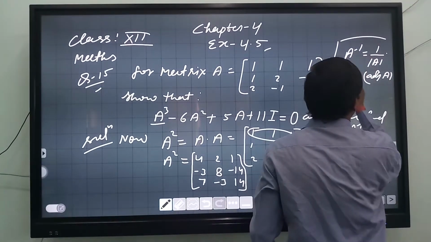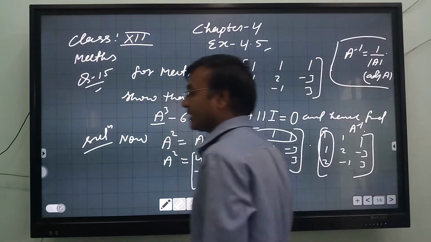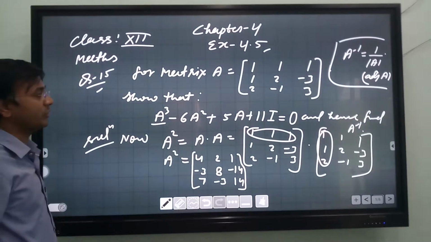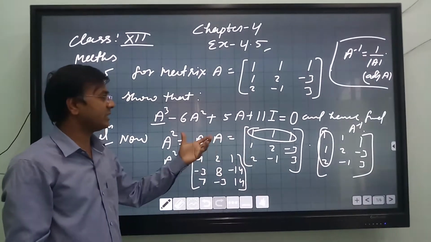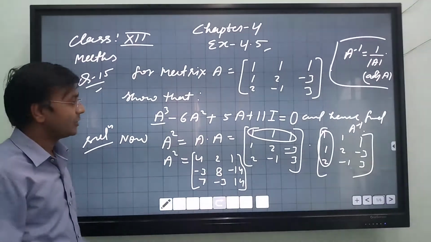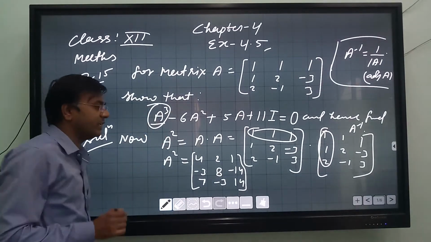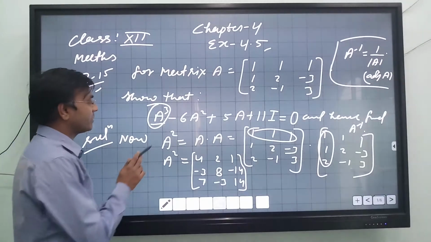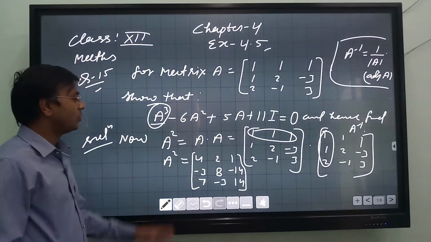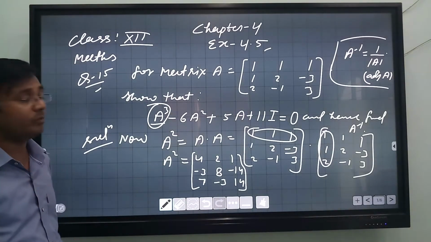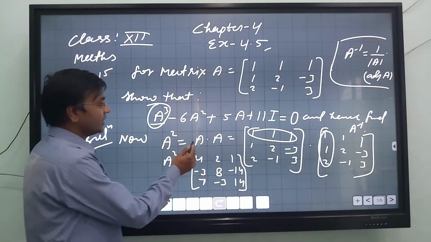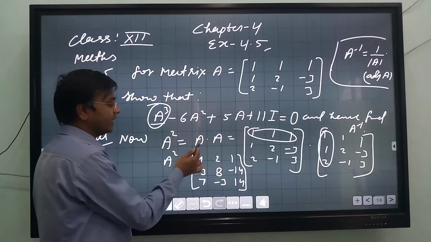Okay, so we have already calculated A inverse by that method, and now we are going to use A inverse by using one theorem or one result. So see the method. To find A cube, we need to find what? First of all, A square. Only then we can go for A cube. So A square equals A into A, can we write?